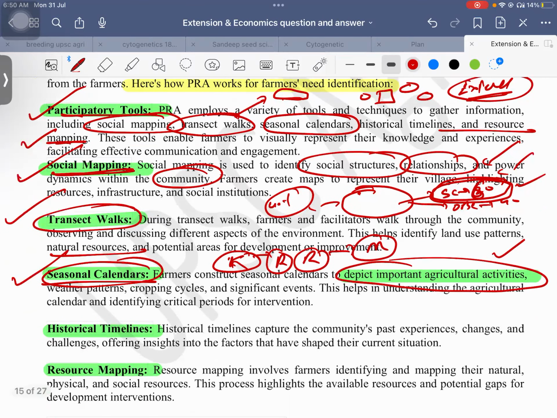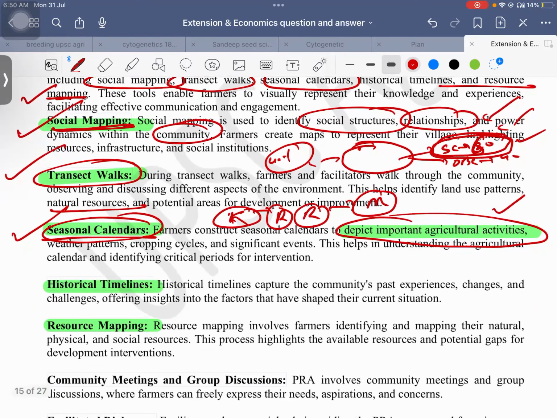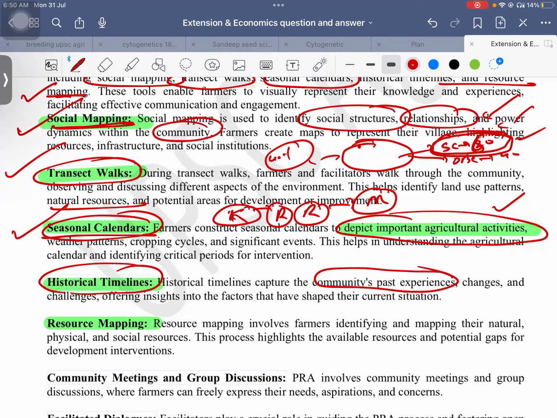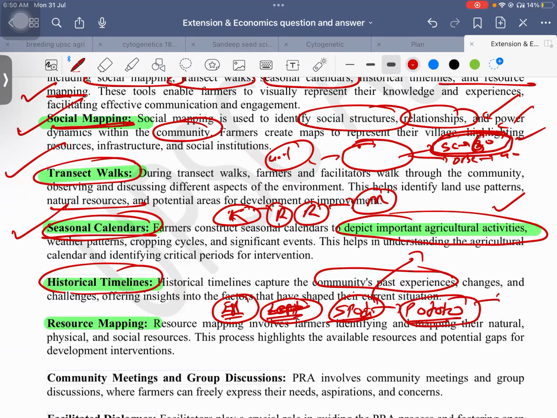Okay, and historical timelines, the community's past experience. For example, when we went for our village visit, there was a Lepidoptera attack, like in the case of Spodoptera attack in potato. What happens in a Spodoptera attack, or it happened some 5 to 10 years back, and suddenly it happened. So all these things we know, and we will guide them in that way.